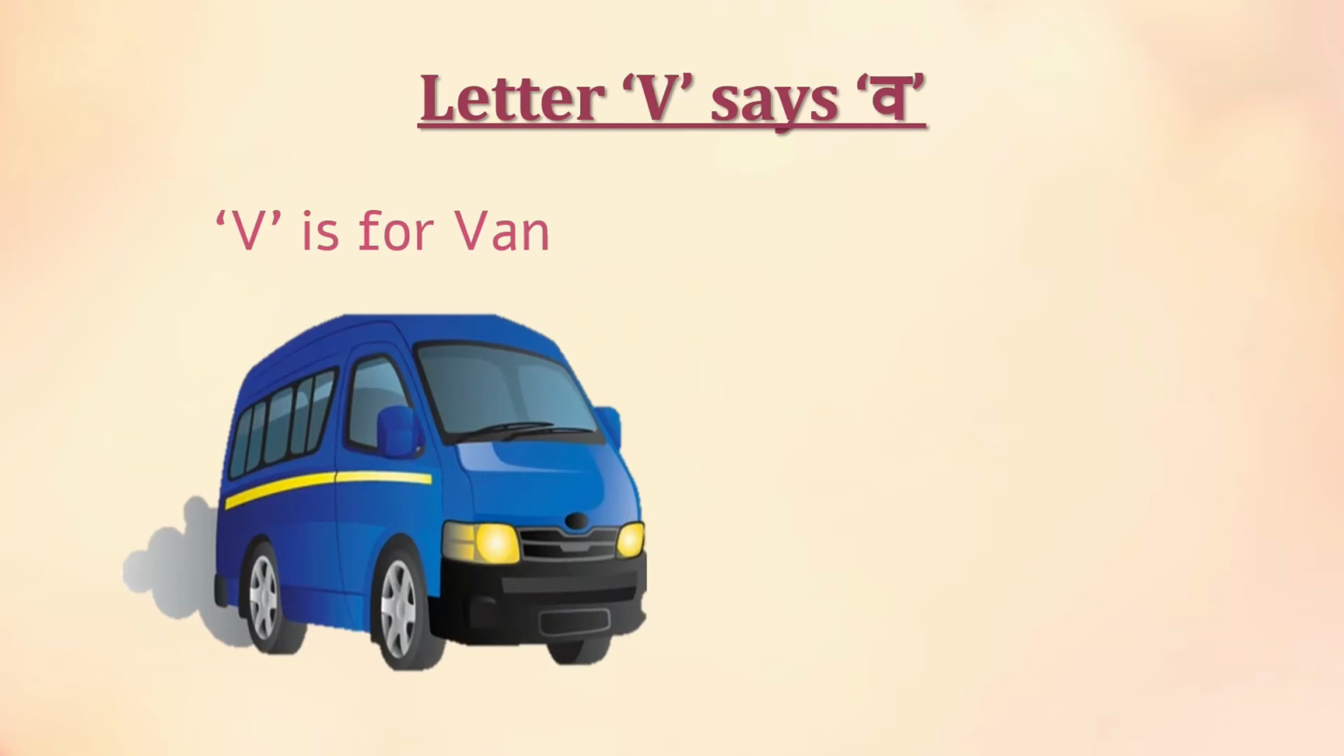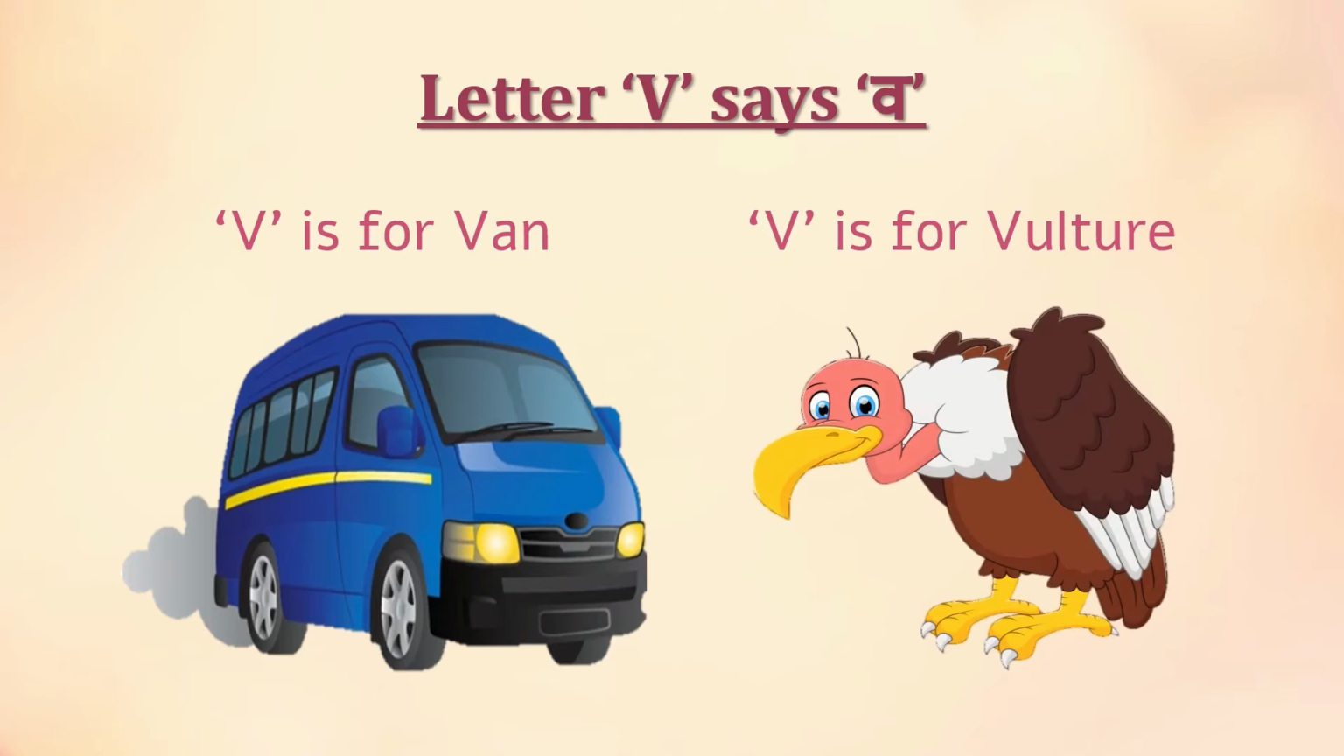Letter V says V. So children, the phonic sound of letter V is V. V is for van. V, V, van. V is for vulture. V, V, vulture. V is for van. V, van. V is for vulture. V, vulture.